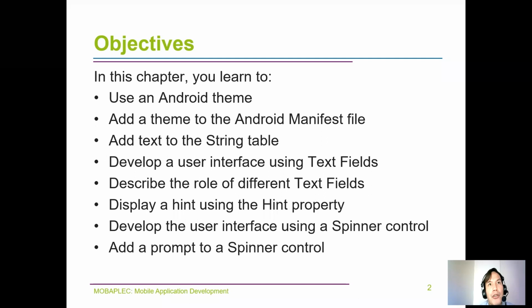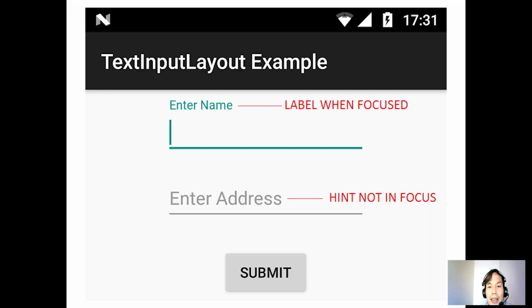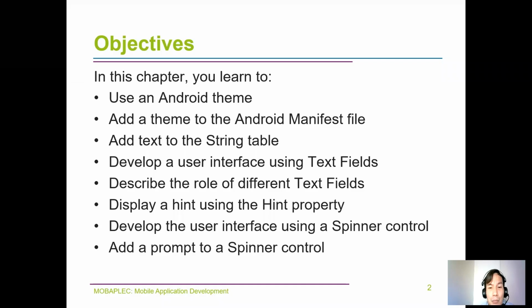You can also learn about adding text based on the string table. Technically we could use editable text, labels, buttons, and so on. In developing the UI or user interface, those controls are needed in order for us to create a program using Java. Part of the objectives is the role of different text fields that we could use to come up with the hint property. Displaying the hint property is like giving you a watermark. I will discuss that later on in detail.